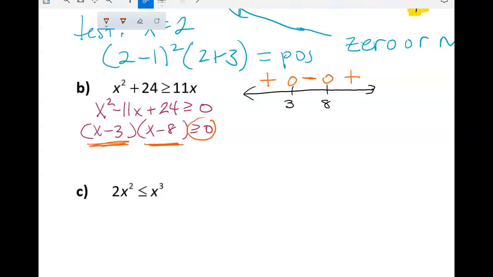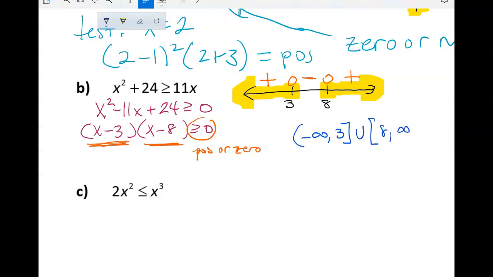Now let's take a look at the inequality. The inequality says the polynomial is greater than or equal to 0. So that means that it is positive or 0. So I'm going to take my highlighter and mark off where the polynomial is 0 or positive, and those would be on those intervals. Copy that down off of the number line. That's the interval from negative infinity to 3, inclusive, union 8 to infinity, inclusive.